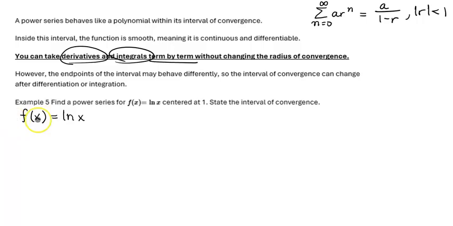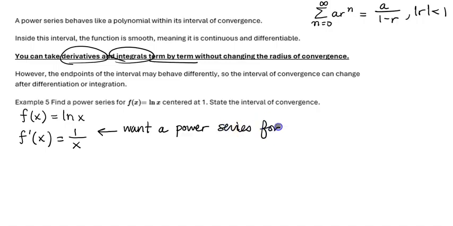Well, the function f of x is equal to natural log of x, which is not rational, but its derivative, f prime of x, is equal to 1 over x. So essentially what we want to do in this problem is we want a power series for 1 over x. And then once we have that power series, how we're going to get back to natural log of x is we're going to integrate that power series term by term.